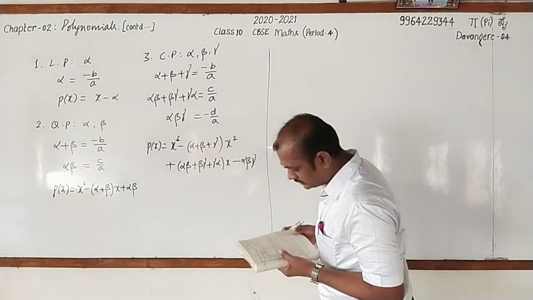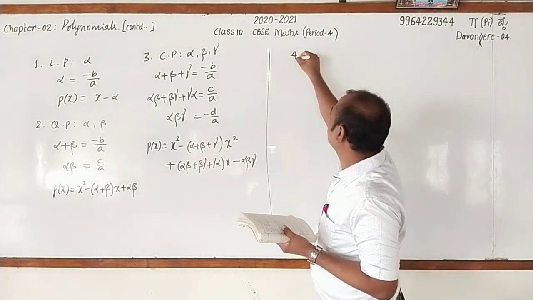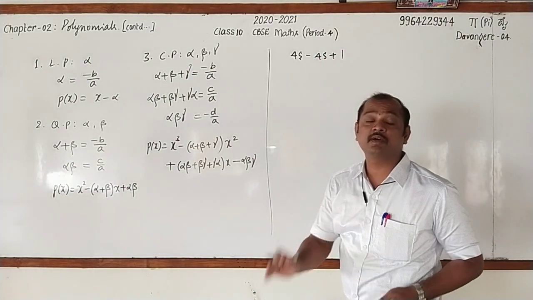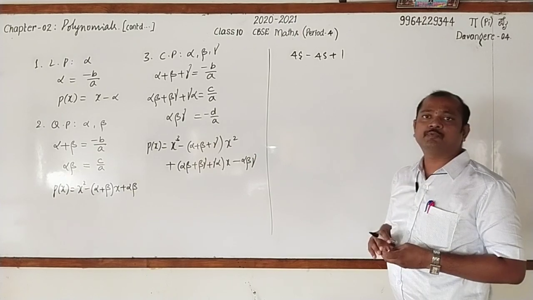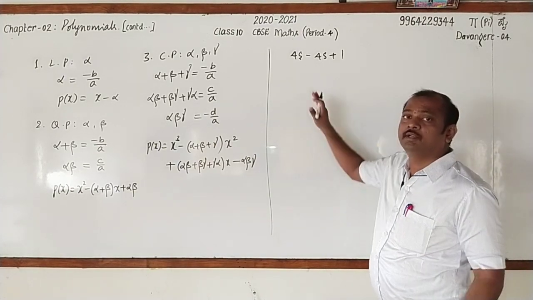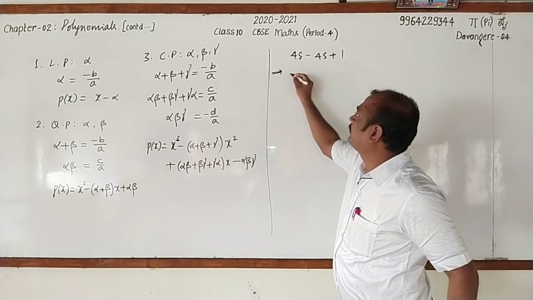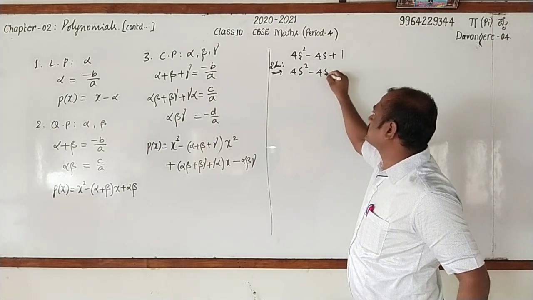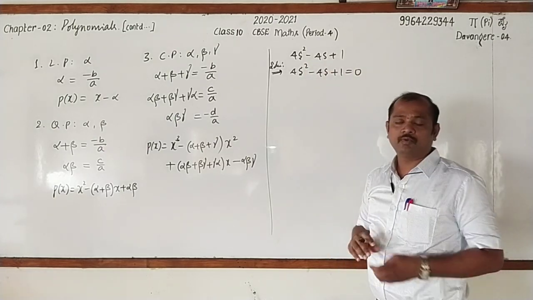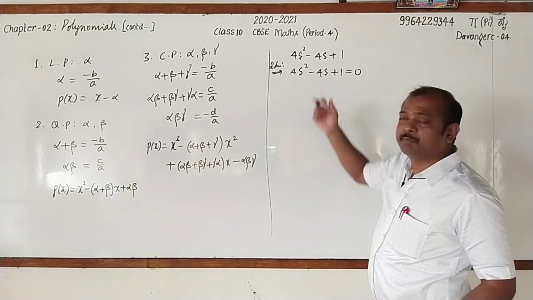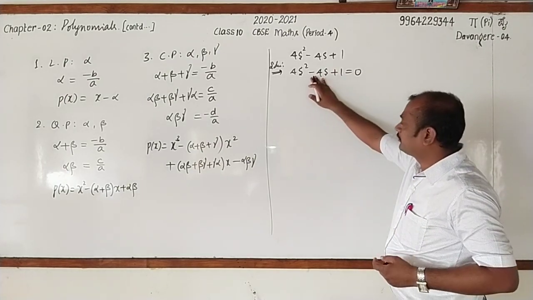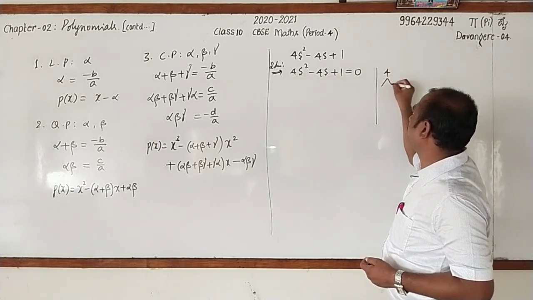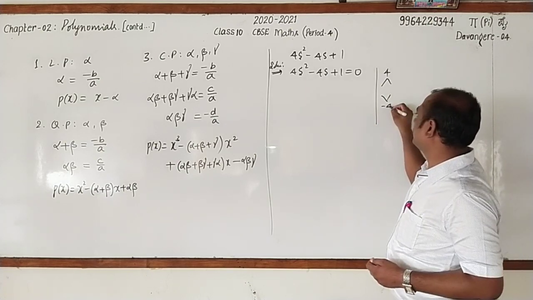The question was, it is 4s square minus 4s plus 1. This was the quadratic polynomial. We had to find out its zeros. First, you will go for equating 4s square minus 4s plus 1 to 0, right? Then, by splitting the middle term, you go for factorizing this. First and last term, here 4 and 1. 4 ones are 4. And the middle term is minus 4.